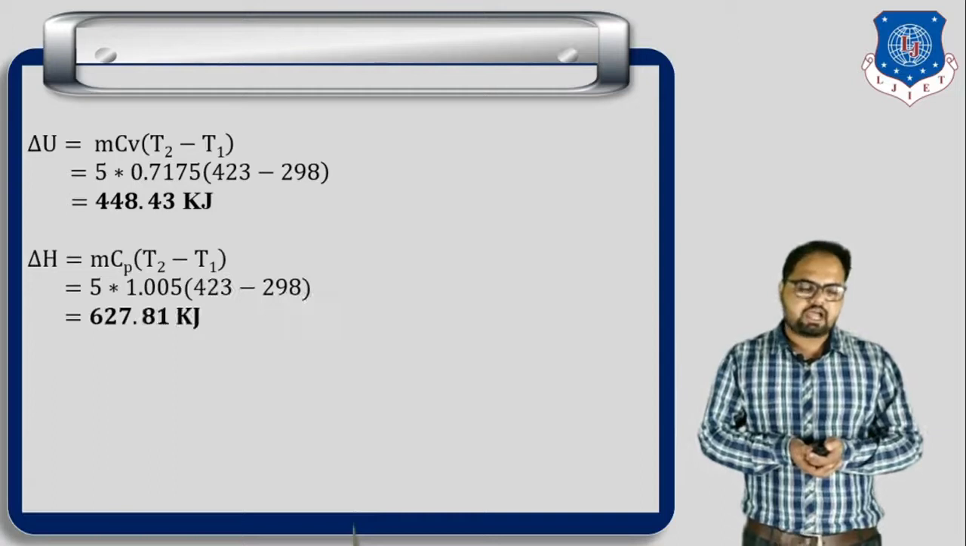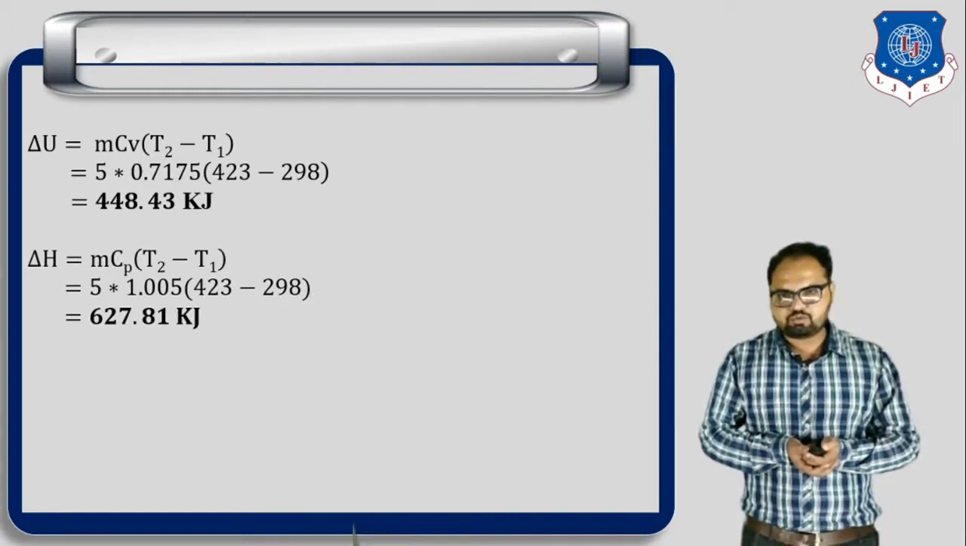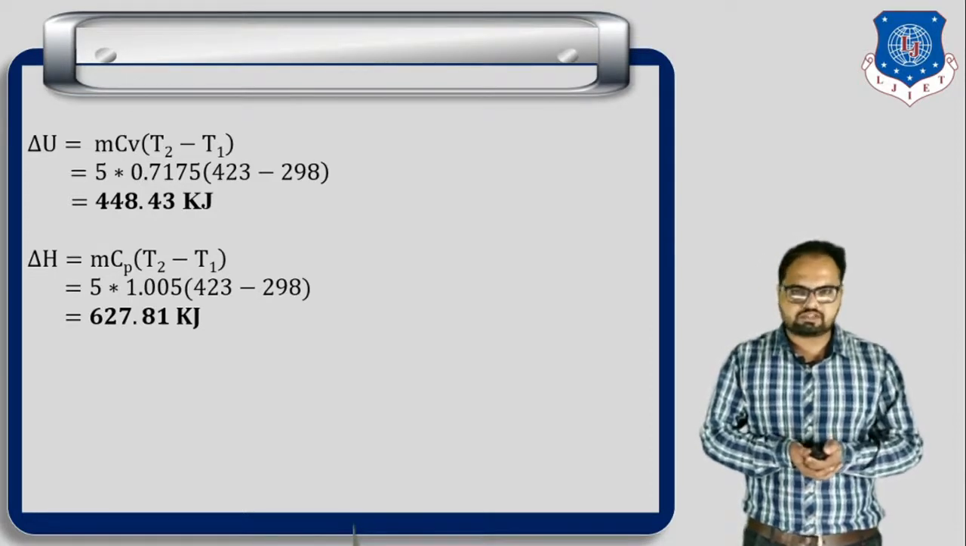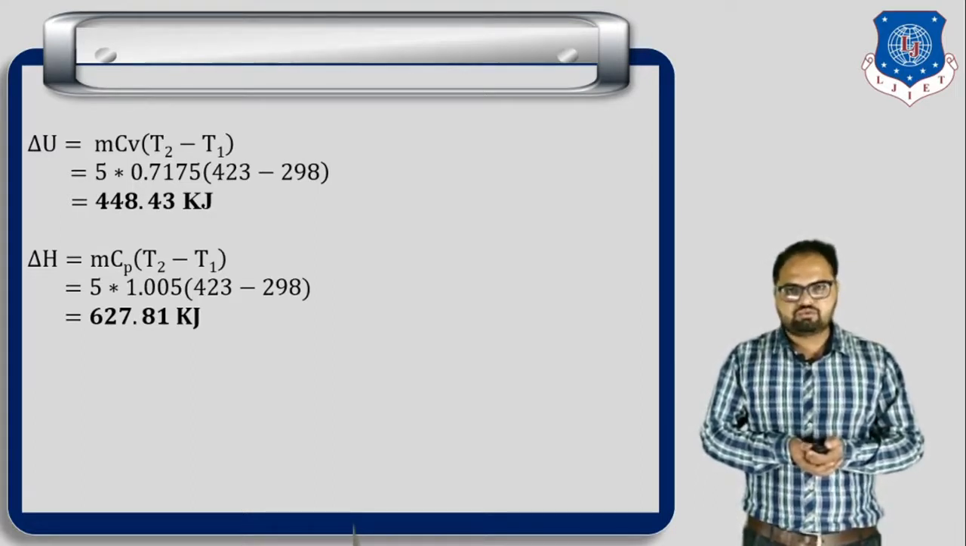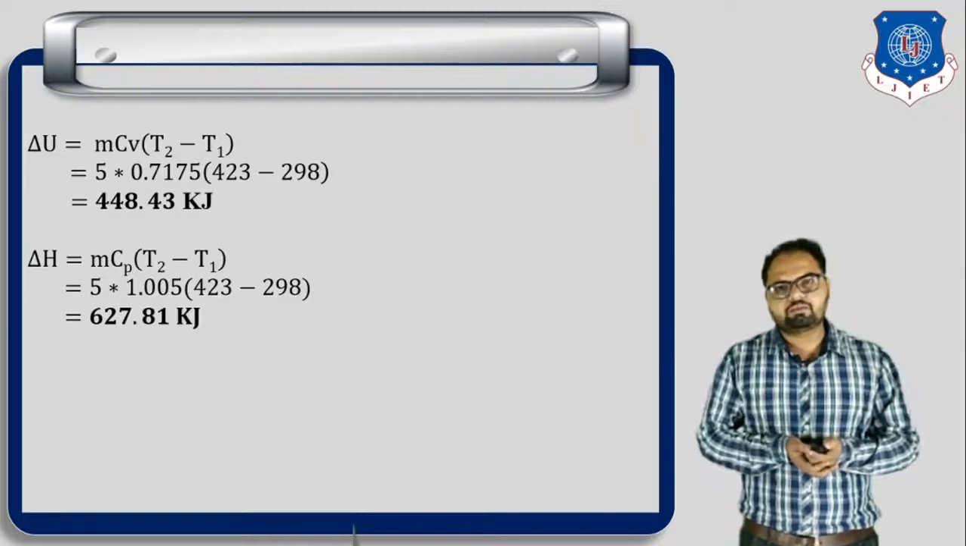Next is delta H is equal to m Cp (T2 minus T1). We have mass, we have Cp, T2 and T1. By putting all the values in this equation, we get 627.81 kilojoule as the answer. So this is all about the numerical.